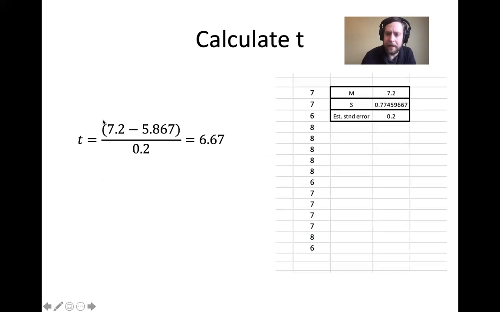7.2 is our sample mean. That is the mean of these 15 scores right here. 5.867 is the population mean. This is the amount of time the population of infants spends attending to their mom's voice on day 1. And then divided by this is the estimated standard error. When you work that all out, you get 6.67.